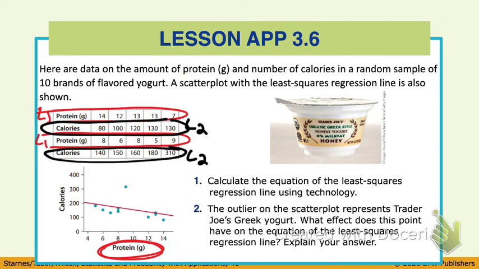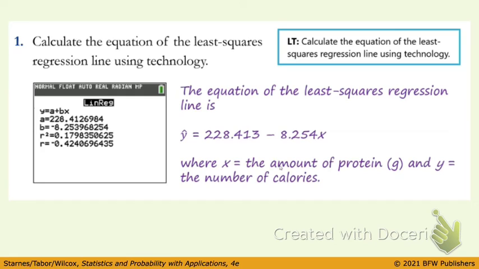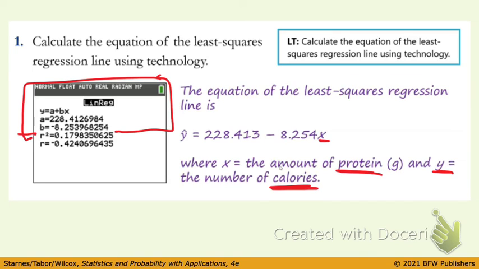And what did you guys get for your line? You should have gotten this. You may or may not have R and R squared. That has to do with whether or not your stat diagnostics are turned on. But hopefully you got an A of 228.41 and a B of negative 8.25. Did y'all get that? Perfect. So there's our equation. Y is the number of calories. X is the protein.